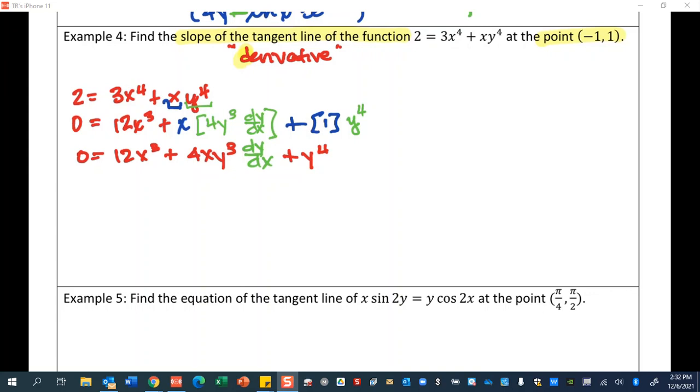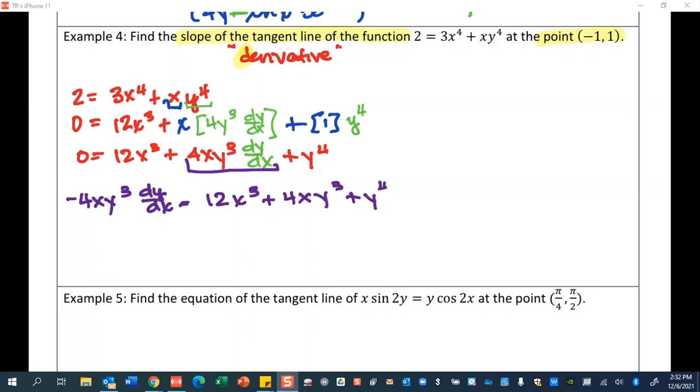So I'm going to go ahead and subtract this from both sides. Minus 4xy cubed times dy dx is going to be equal to 12x cubed plus y to the 4th. Then when I divide by my negative 4xy cubed, I get my dy dx, the slope of my tangent line of this equation at any given point.